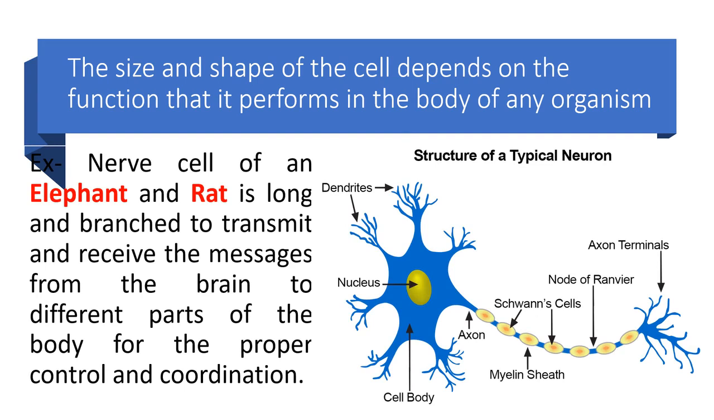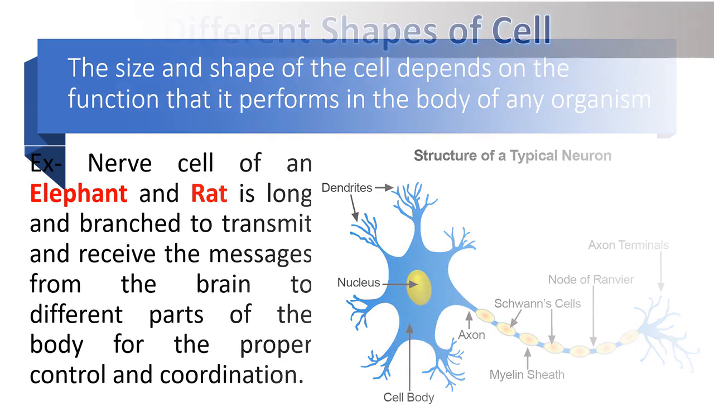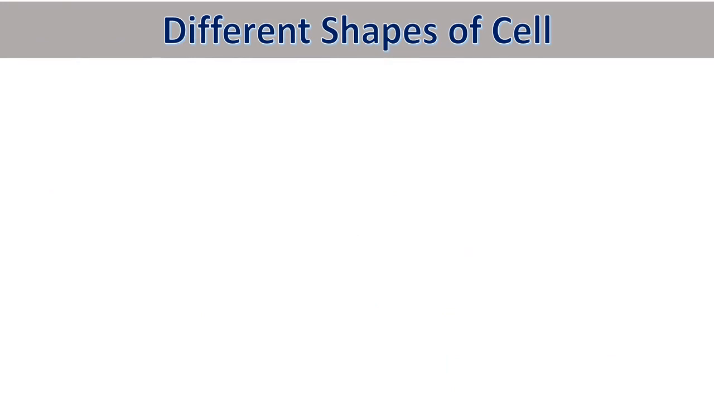The nerve cell of both elephant and the rat is long and branched because of its role in the transmission of signals from one part of the body to another for proper control and coordination among them. Now here is a list of some of the common shapes of cells and their role.